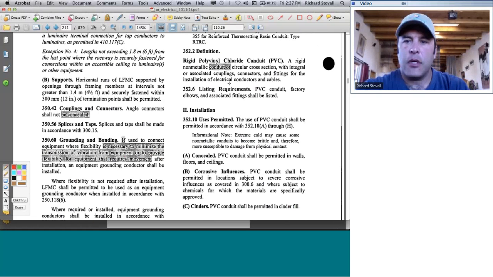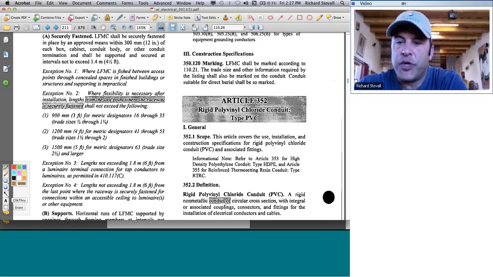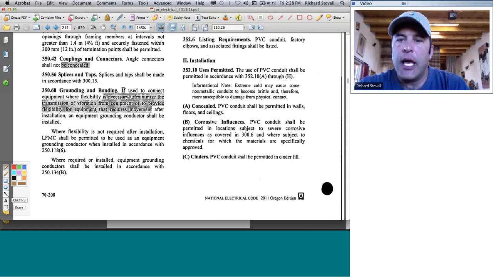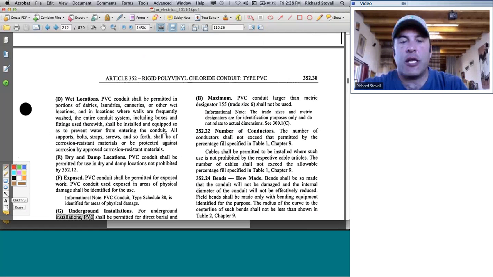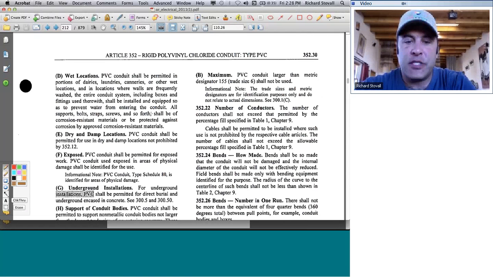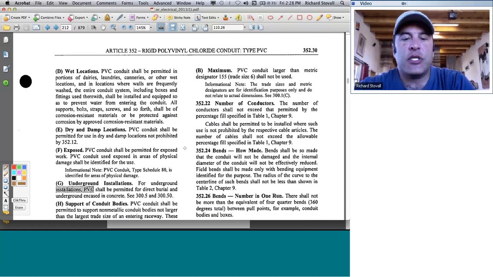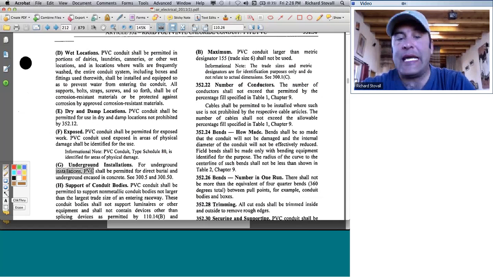Article 352, rigid polyvinyl fluoride conduit, PVC, okay. It gives its definition, tells you where it can be used and how it needs to be listed, corrosive influences, tells you that it can be used in wet locations under specific sets of circumstances. And that is that the supports, the bolts, the straps, and so forth shall be corrosion resistant and protected against corrosion. Can be used in dry and damp locations. Can be exposed. Can be used for underground installations.